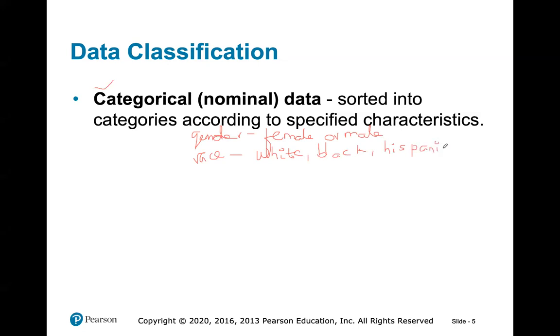Let me give you another example. I'm sure you can even think of other examples. You have regions, right? So maybe you have North America, you have South America, maybe you have Asia. These are categorical data. Clearly you can see that they tend to be in text. You're using it to describe something or someone. That is what we mean by categorical or nominal data. We usually use categorical and rarely nominal.